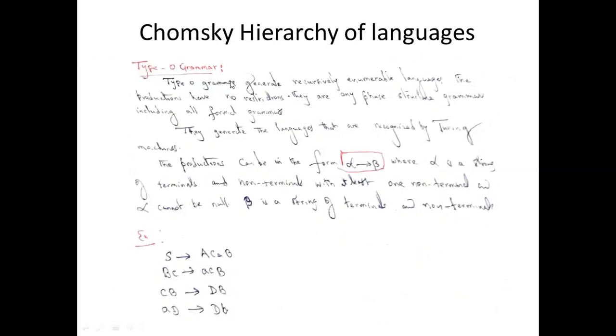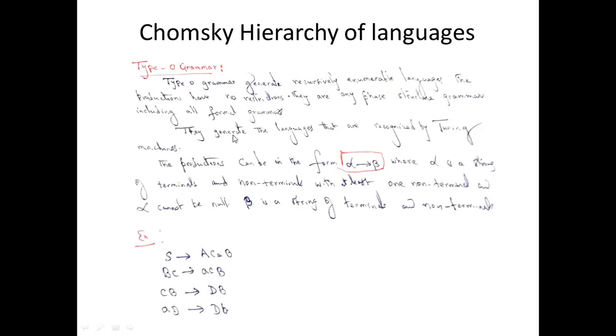Then what is type 0 grammar? Type 0 grammar is unrestricted grammar. There is no restriction on the left side as well as the right side. So any number of terminals and non-terminals we can take on the left side, and any number of terminals and non-terminals on the right side. This type 0 grammar is unrestricted grammar. This grammar generates a language called a recursively enumerable language. The productions have no restrictions. That's why we treat it as unrestricted grammar.